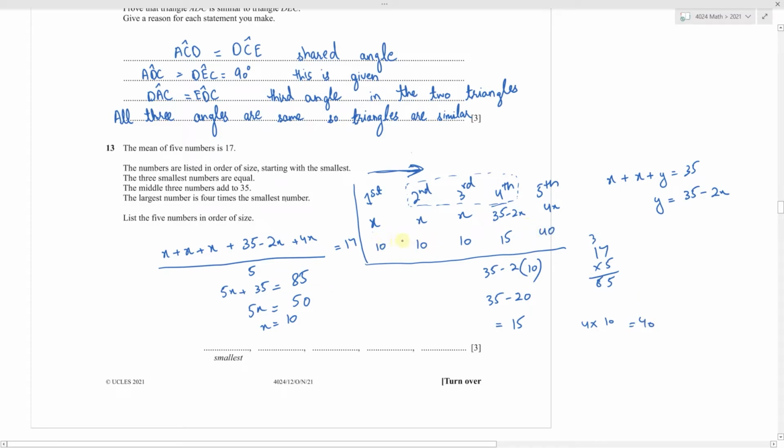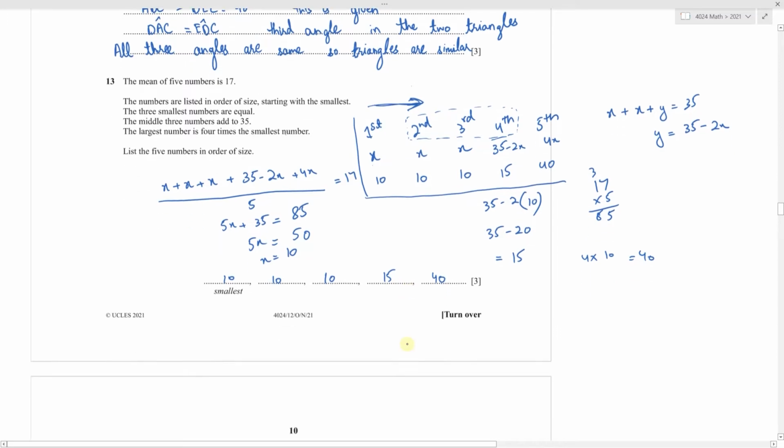So this is the list of numbers in order of size starting from smallest to largest. So 10, 10, 10, 15, and 40. And you can also double check these conditions still satisfy. Three smallest numbers are equal. They're equal. The middle three add to 35. 10 plus 10, 20 plus 15, 35. The largest number is 4 times the smallest number. Largest is 40, which is indeed 4 times the smallest number, which is 10. 4 times 10 is 40.